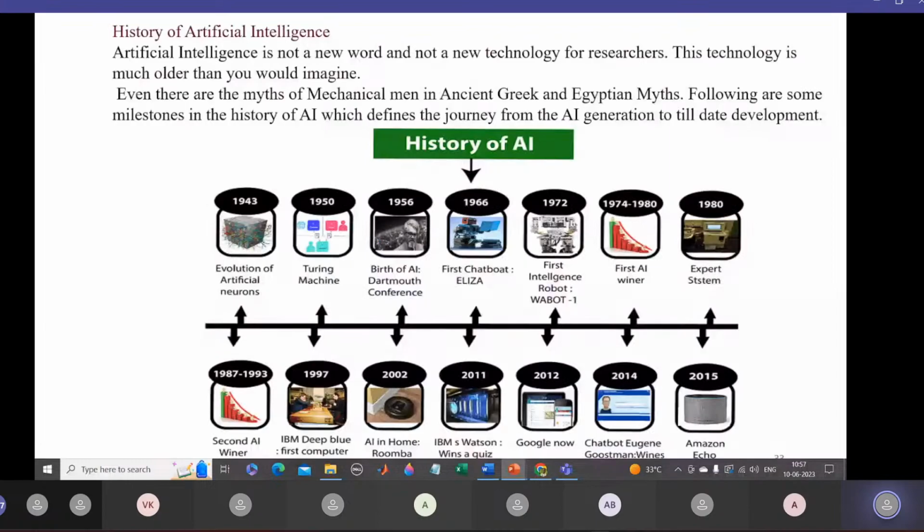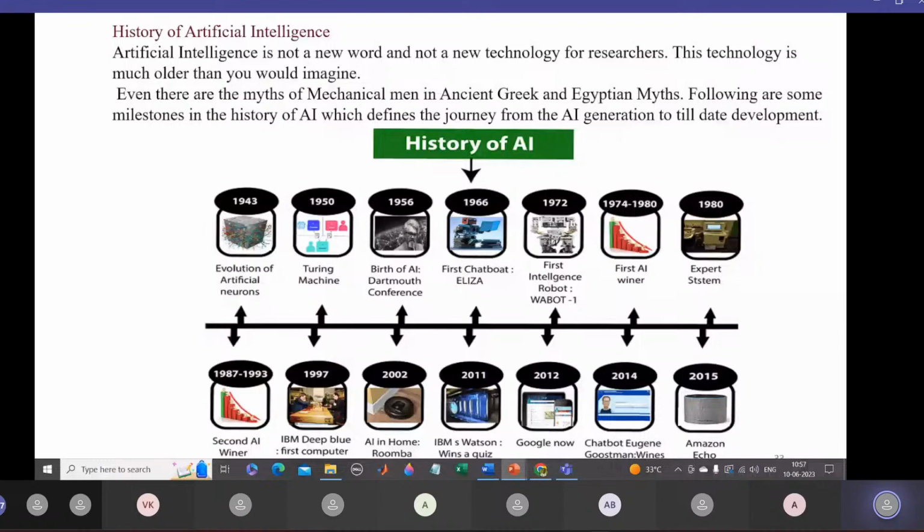Now, looking into the history. Whenever you are learning something, you should be aware of what came before. This is just an idea of how AI has been going. It's not a new word and not a new technology for researchers. The term AI is much older than you could imagine.